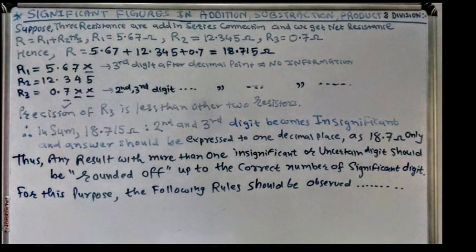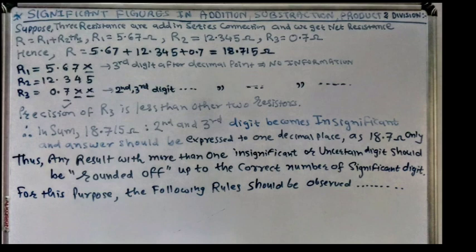Here the total resistance would be R = R1 + R2 + R3 = 5.67 + 12.345 + 0.7 = 18.715 ohm. Now the question is, are we justified in carrying out a sum like this?